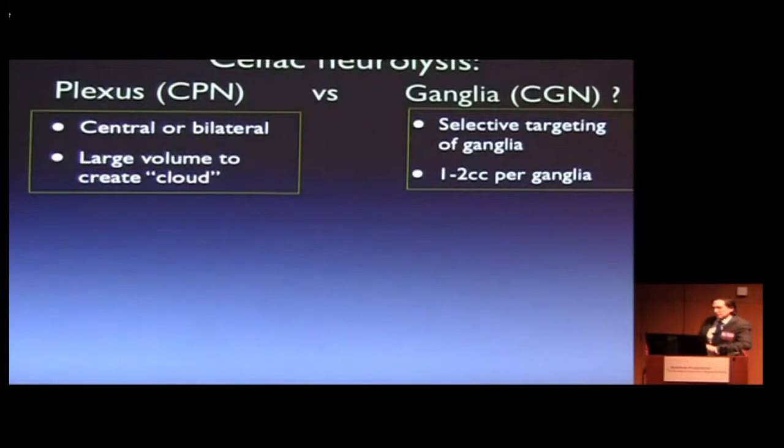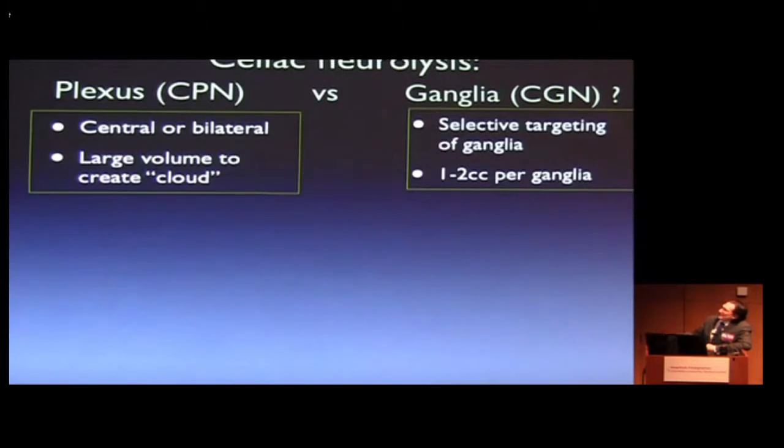So let's switch to celiac neurolysis. What's new here? It's no longer a debate of whether we should use a central or bilateral approach of our injection. A few years back from Indiana, a very nice study from LeBlanc showed us in this randomized trial that the two are really equivalent, so it's up to the operator's choice.